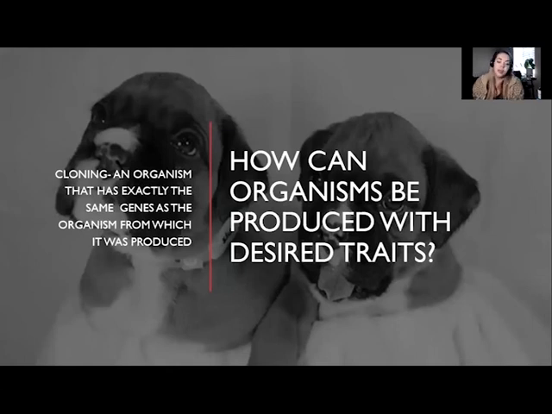The next way that organisms can be produced with desired traits is via cloning, where an organism that has the exact same genes is produced from an organism with identical genes, right? You guys have heard of cloning before. The image in the background here is of two puppies that have been cloned. You can get your pets cloned, but I believe it costs about $150,000. So none of us will be getting our pets cloned anytime soon, probably.